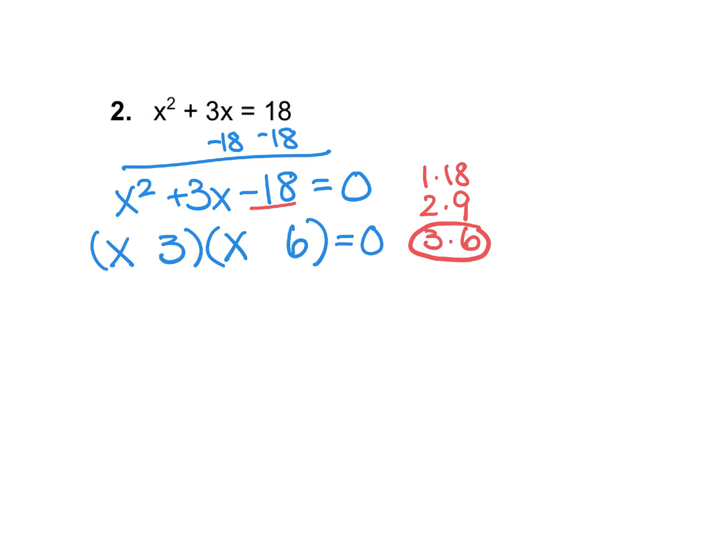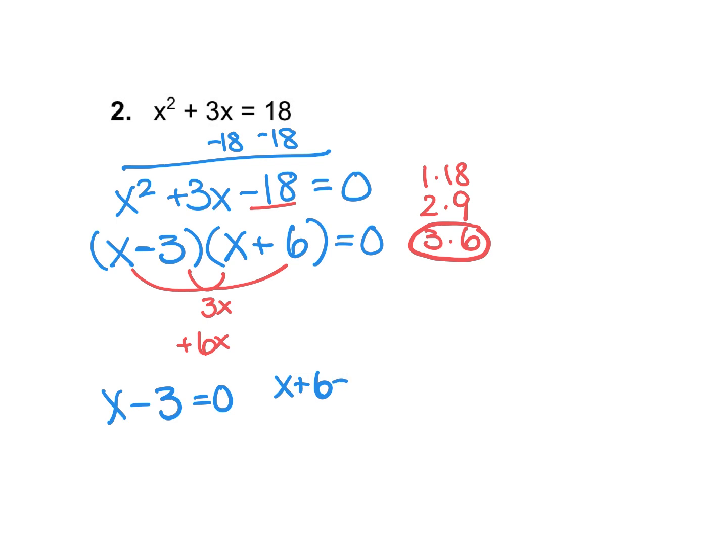Now when we look at these, we have a 3x and a 6x here. Because we have a positive 3, we want our 6x to be larger. So that means I'm going to have a plus right here, and then my negative is going to come over here. Then we'll simply finish solving. We have x plus 6 is equal to 0. So our two solutions are 3 and negative 6.